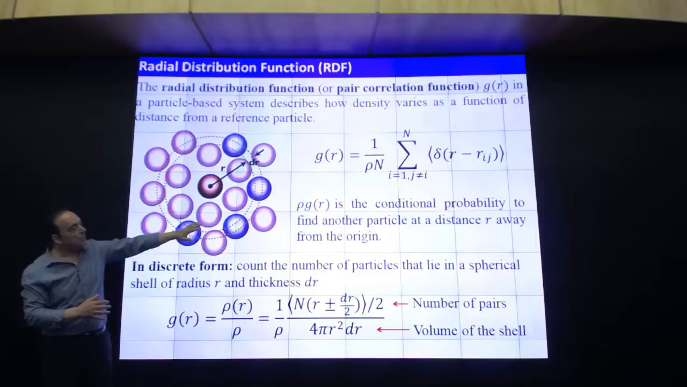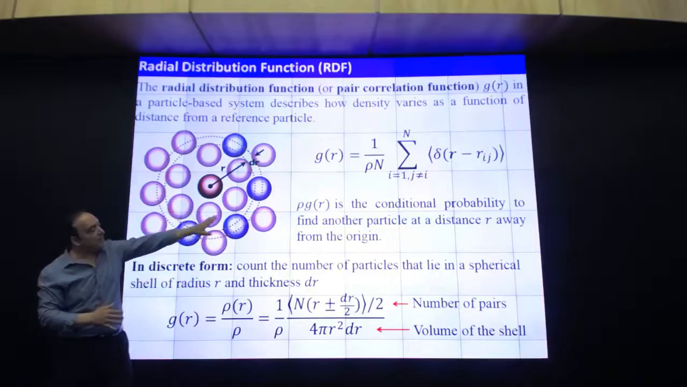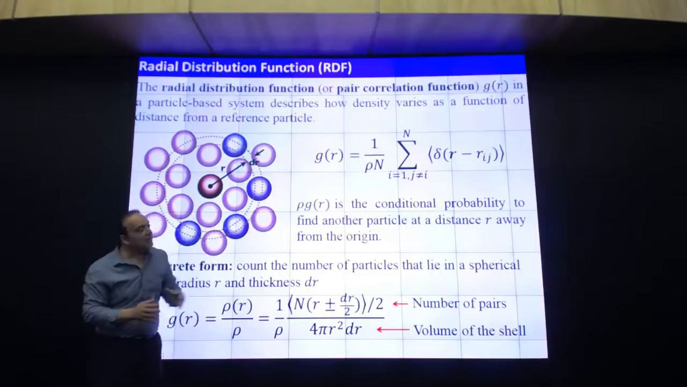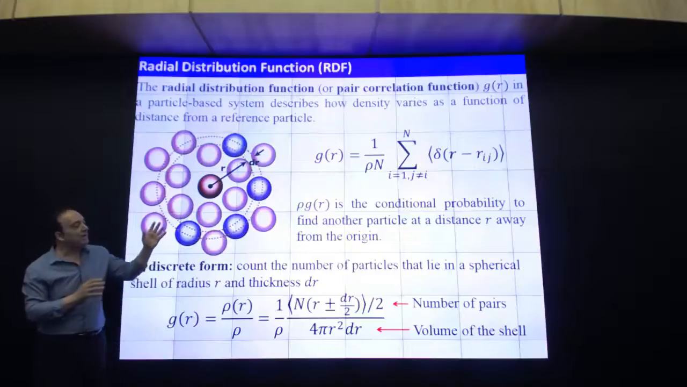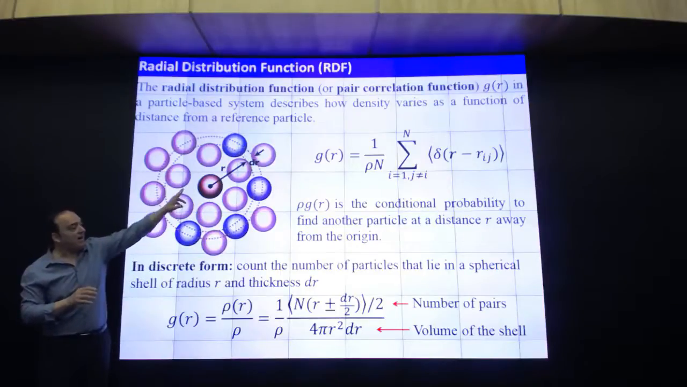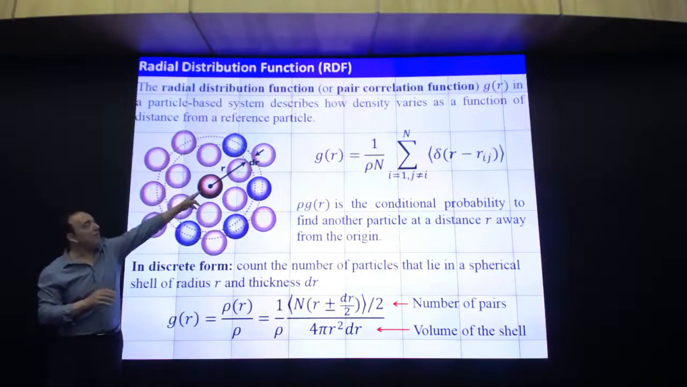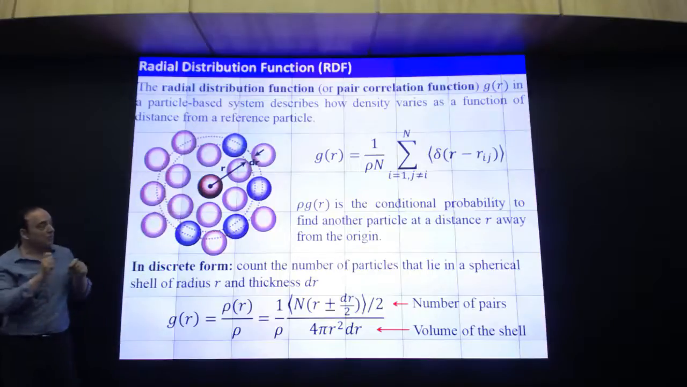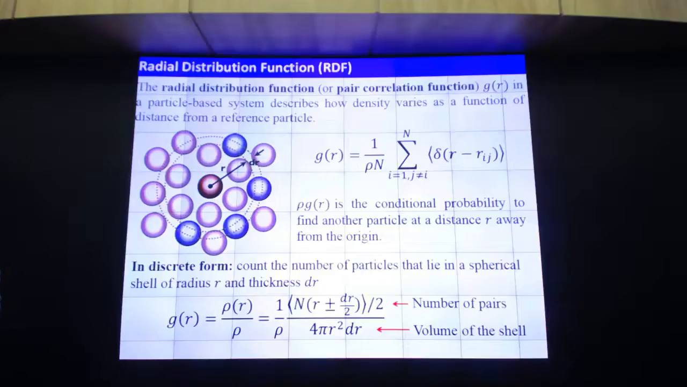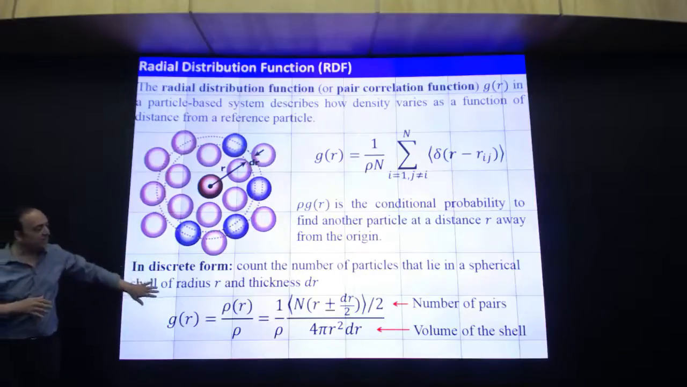So basically, if you multiply by density, the rho g(r) is the conditional probability to find another particle at a distance r from the origin, from where you measure your g(r). So that's why it's called probability, because it tells you how likely it is to find some particle there. You can understand that this relates to the structure of the fluid, and it's very easy to construct it as a summation.